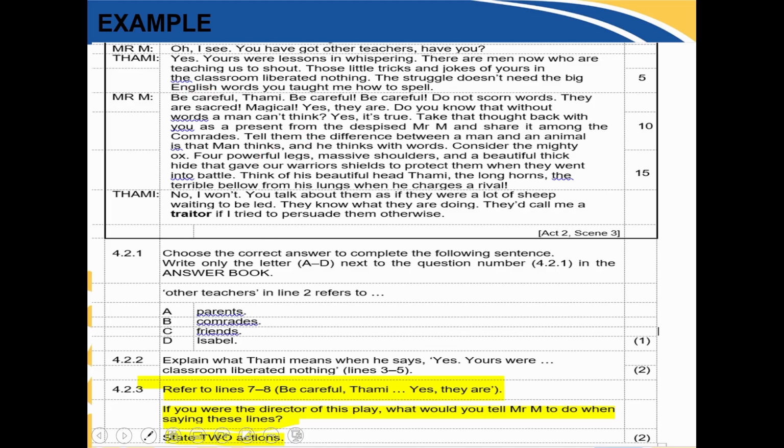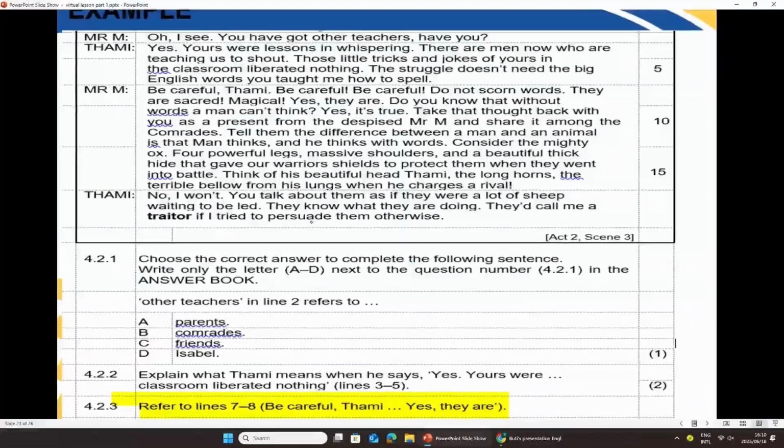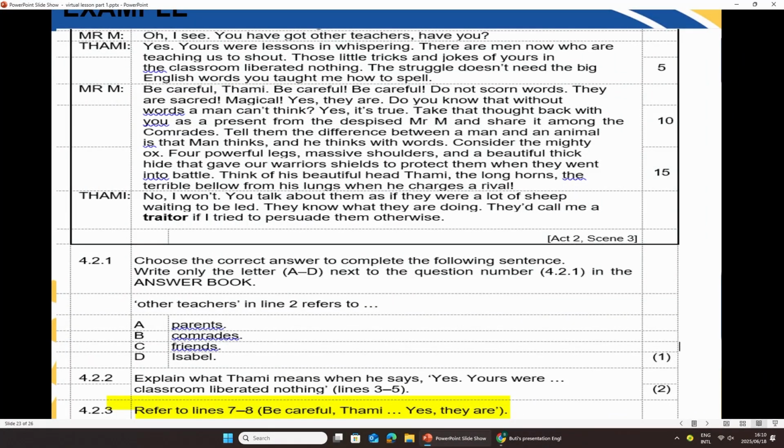Right, there we are. 7 to 8. Okay. Be careful, Tammy. Be careful. Be careful. Do not scorn words. They are sacred, magical. Yes, they are.